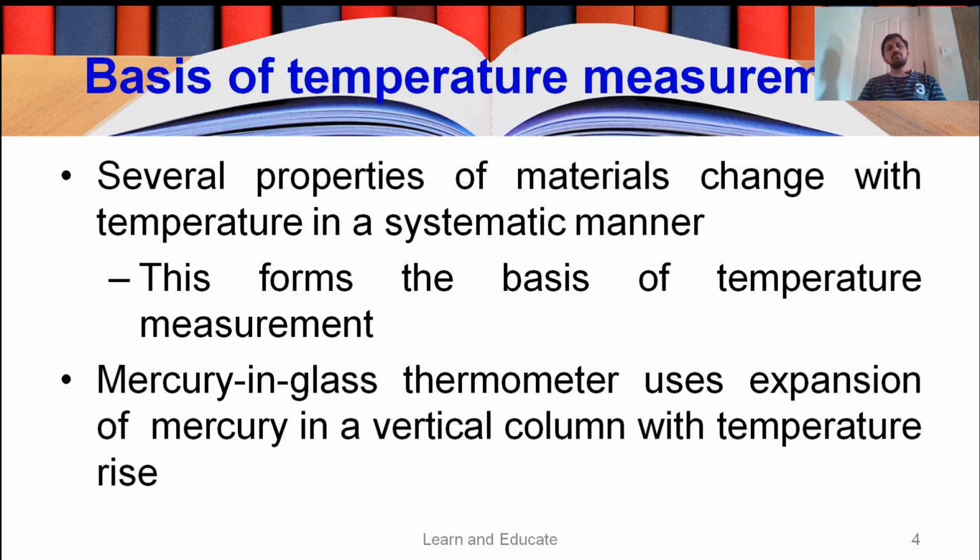So the several properties, we are going to discuss about the basis for temperature measurement. So several properties like expansion of some metals or some fluids with temperature increase or decrease. For example, mercury-in-glass thermometer. Whenever the tip of the thermometer is in contact with a hot surface, the mercury column inside the thermometer will start rising until a thermal equilibrium is reached, right? So that forms one of the bases for temperature measurement.